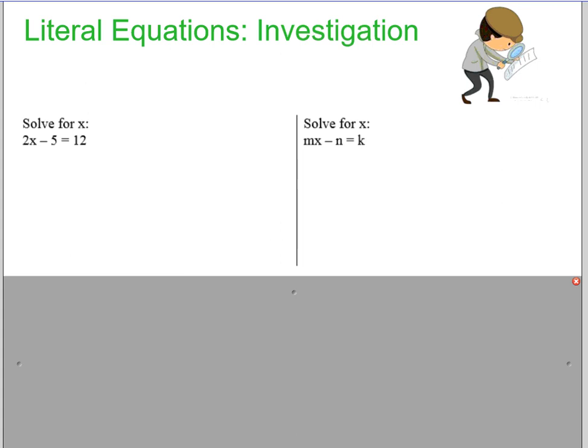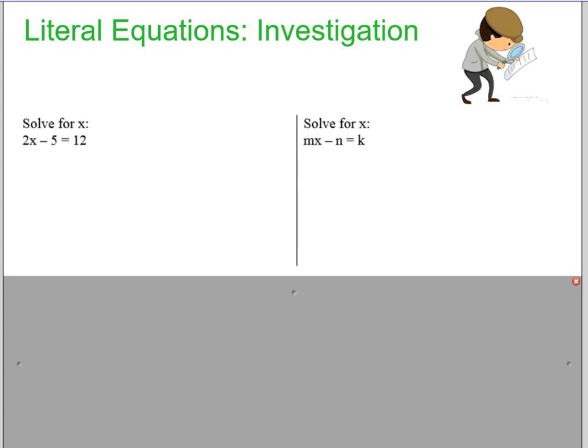Hello guys. Today we're going to talk about literal equations and how we solve them. All right, so you should have a note sheet from the sub. You're going to follow along with the note sheet as you watch this video. Please take notes on the note sheet. If you have questions, you can always pause it and come back or rewind or whatever you need to do. So we're going to start with a little investigation.